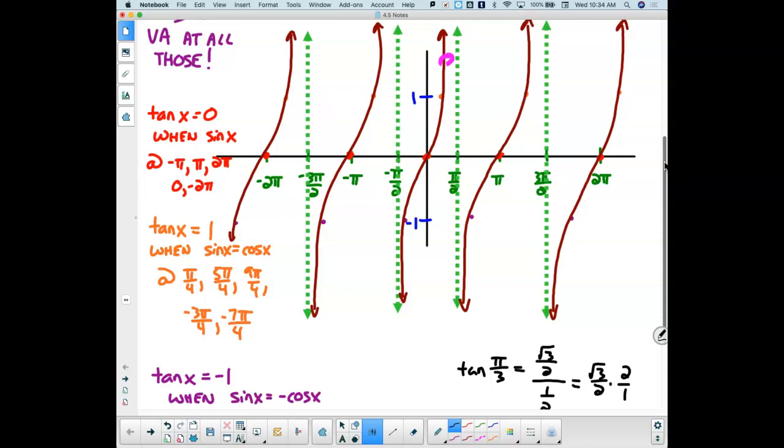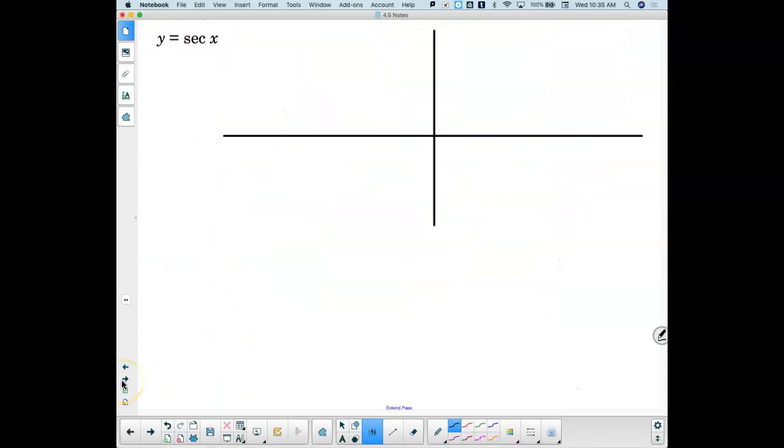Questions, comments, concerns, clarifications? Make it easy on yourselves. Okay? Make it easy on yourselves when you're graphing this stuff. Okay? Let's do the next one. Next one is secant.